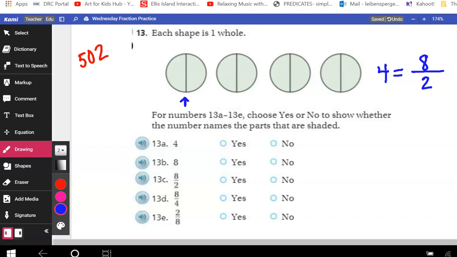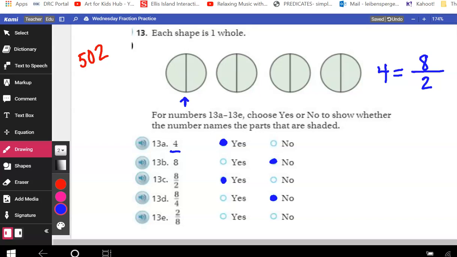Okay, if you said 4 is correct, you are right, because there are 4 wholes. 8 would not work here because there are not 8 whole pies. 8 halves, yes, that would work. We don't have 8 fourths because our shapes are not divided into fourths.